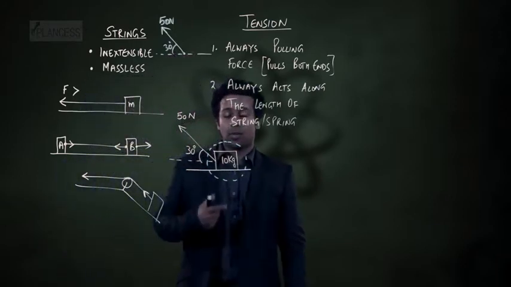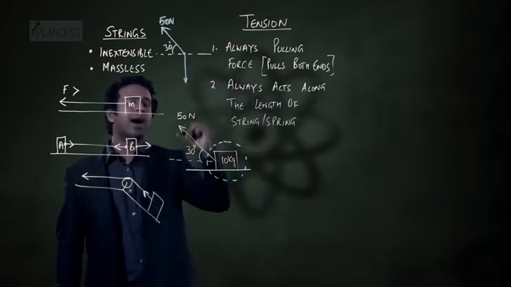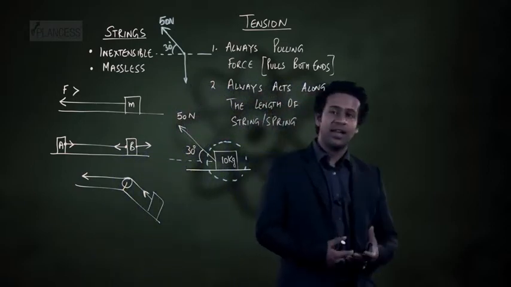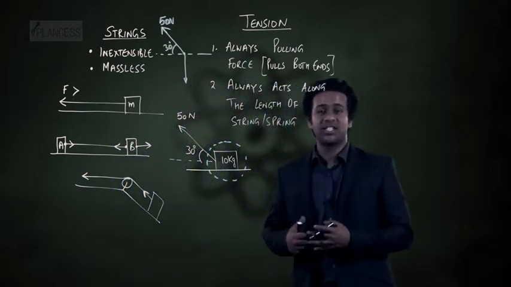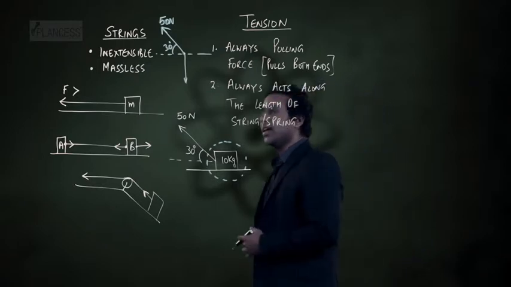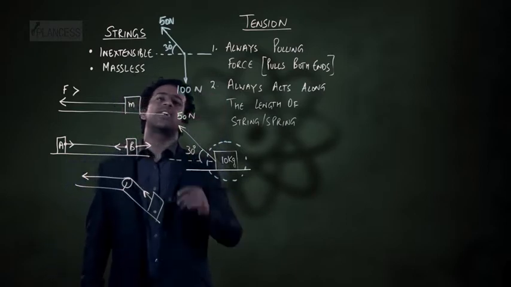Next comes the weight of this block. The weight of this block we know will be mass times the acceleration due to gravity. Since the mass is 10, you multiply this with the acceleration due to gravity, which is 10 again, you get that its weight is 100 Newton. So you have 100 Newtons acting downwards.